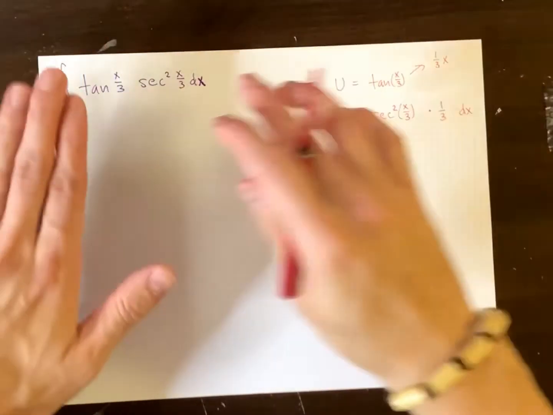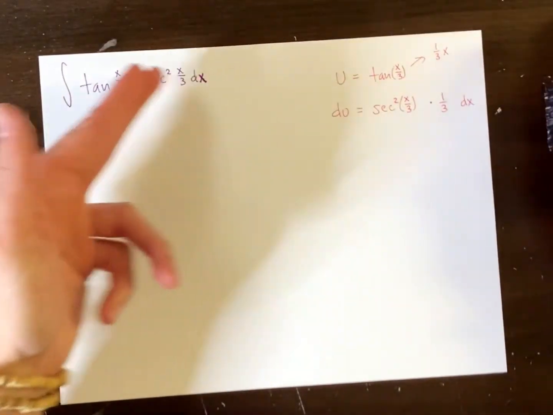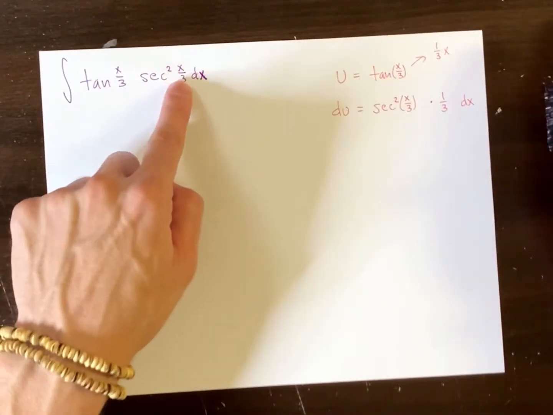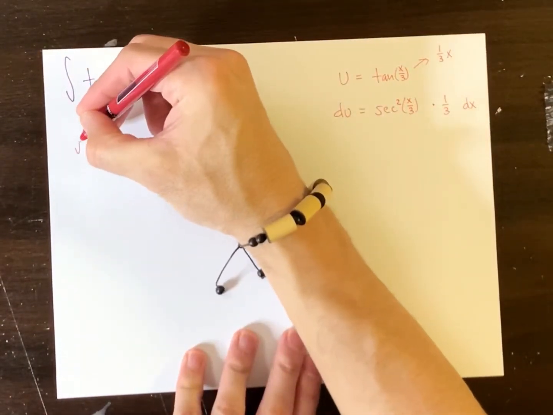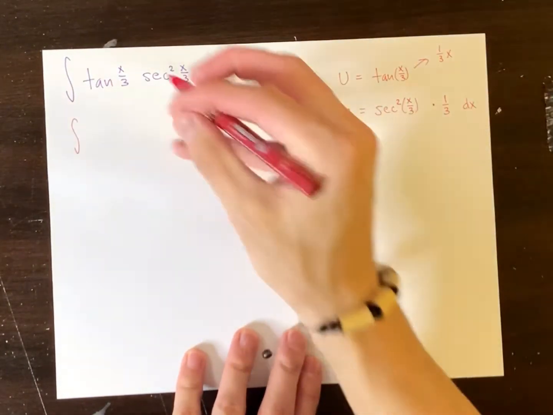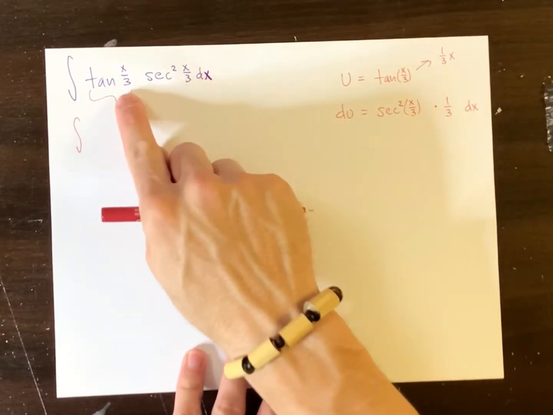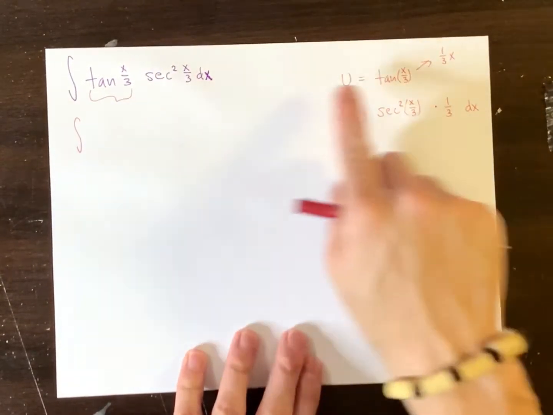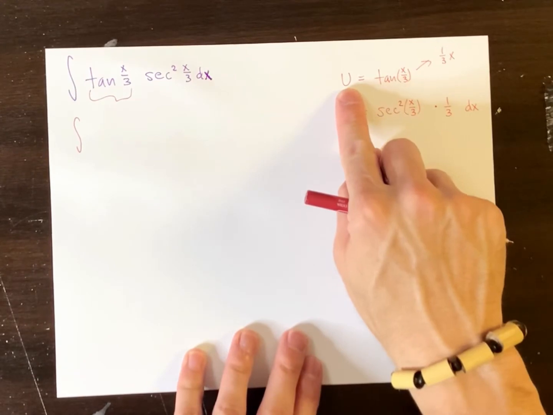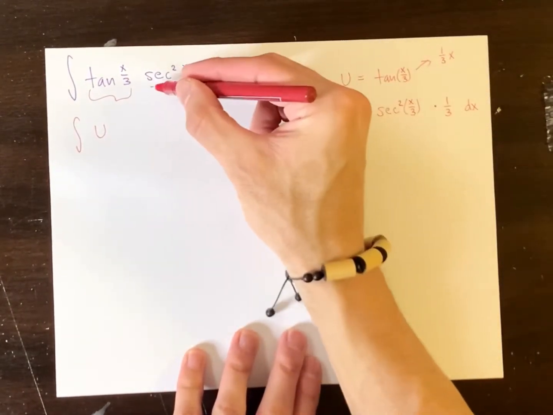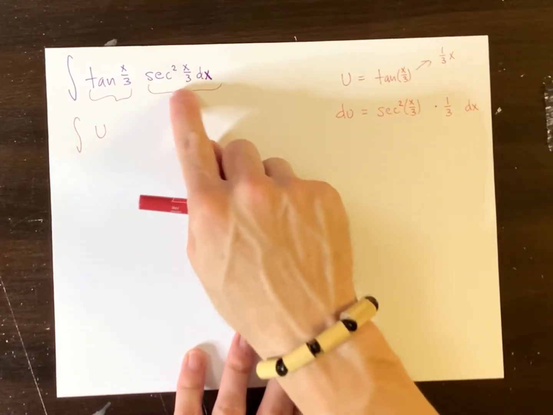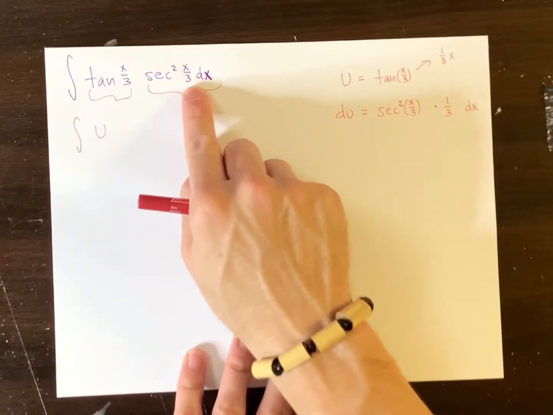Now, let's go back to the main problem, and let's see if we can rewrite all of this instead of x's into u's. So let me carry my integration symbol. Now, instead of tangent of x thirds, what could replace that? Well, tangent of x thirds equals u. So by substitution, that's what that becomes. How about this? All of that is one piece: secant squared x thirds dx.